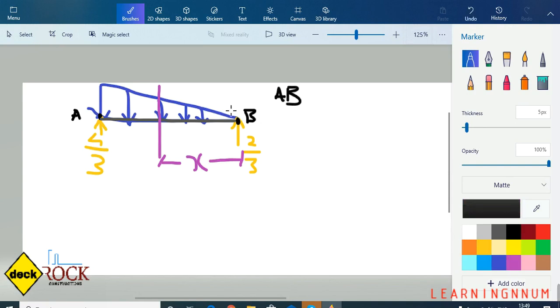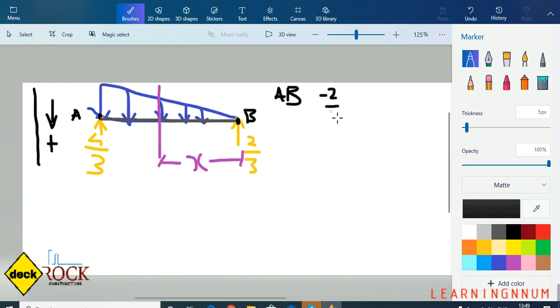Now from the right side, I have considered the distance x from B. So we have to consider loadings only of the right side, not the left side. So shear force sign convention here: for the right side, all vertical loads downward are positive. Now this 2 by 3 is on the right side, upward, so this would be minus.